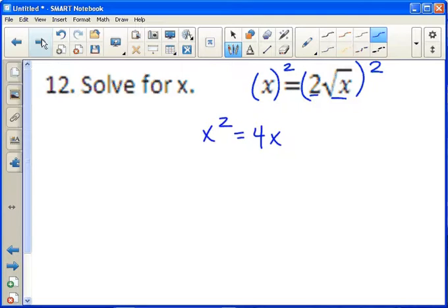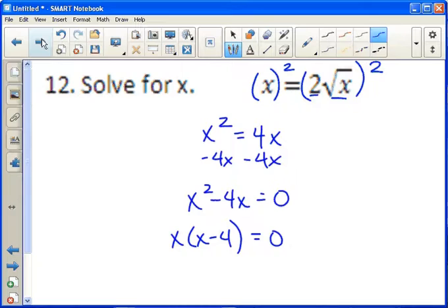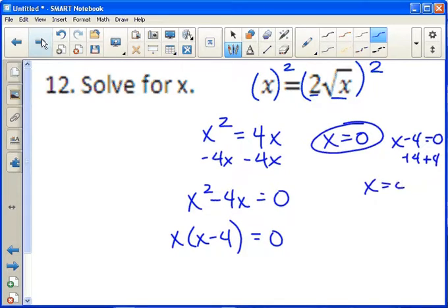Anytime you have two different powers of x, we have an x squared on one side and an x to the first on the other, the best thing to do is get it set equal to 0 and try to factor it. I get x squared minus 4x equals 0, and then pull x out of both pieces, leaving me with this. Now I can set each piece individually equal to 0. X equals 0 is one answer. Then add 4 to the other one and you get x equals 4.